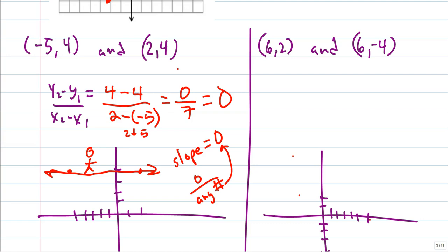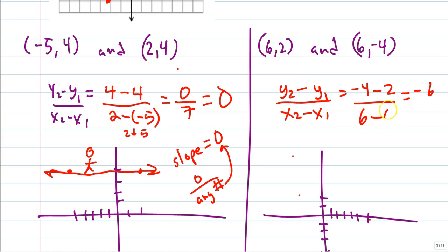This next one, if I do the formula again, y2 minus y1 gives us, I think, negative 6 over x2 minus x1, negative 6 divided by 0.